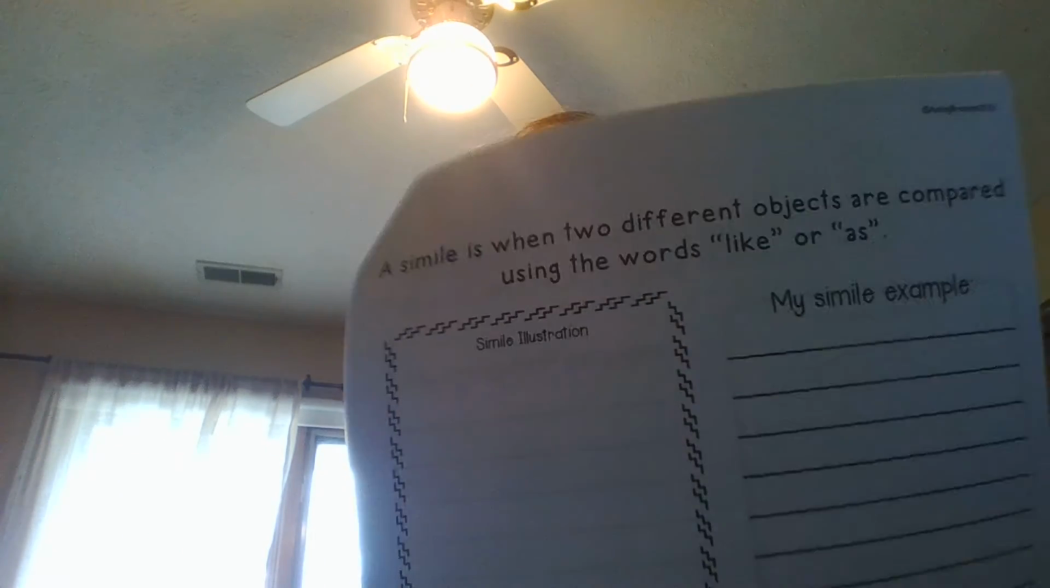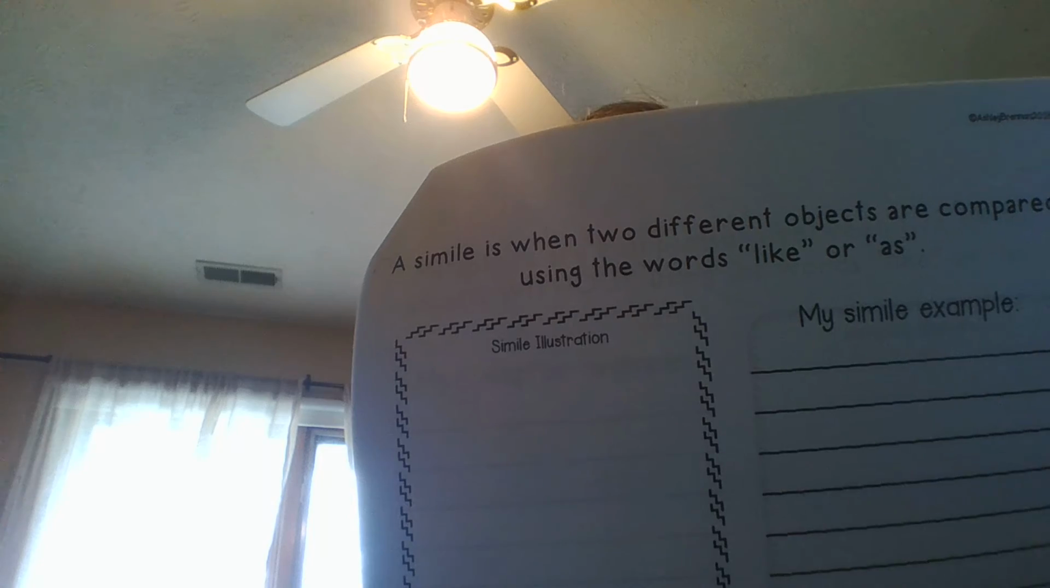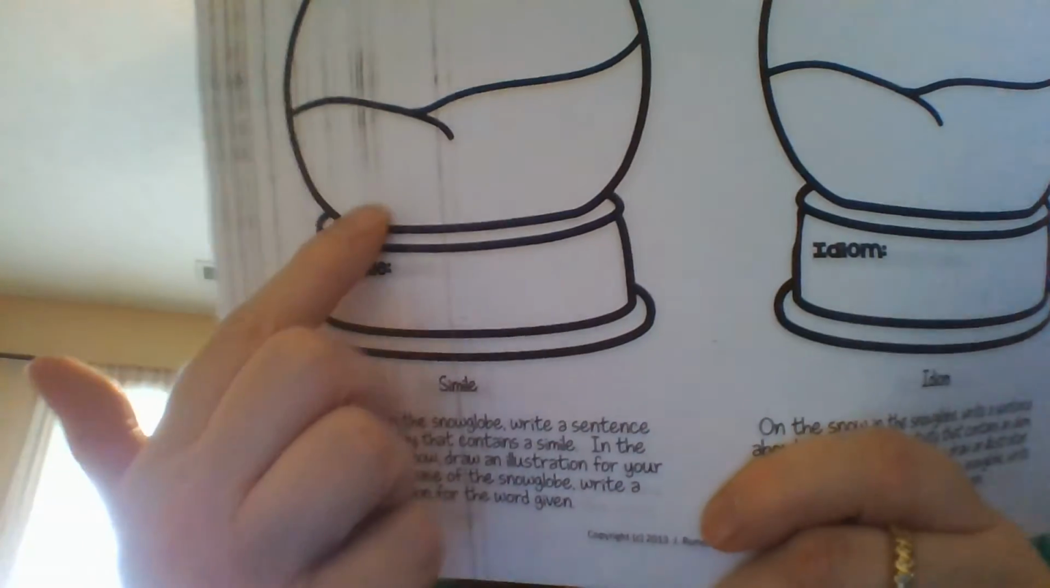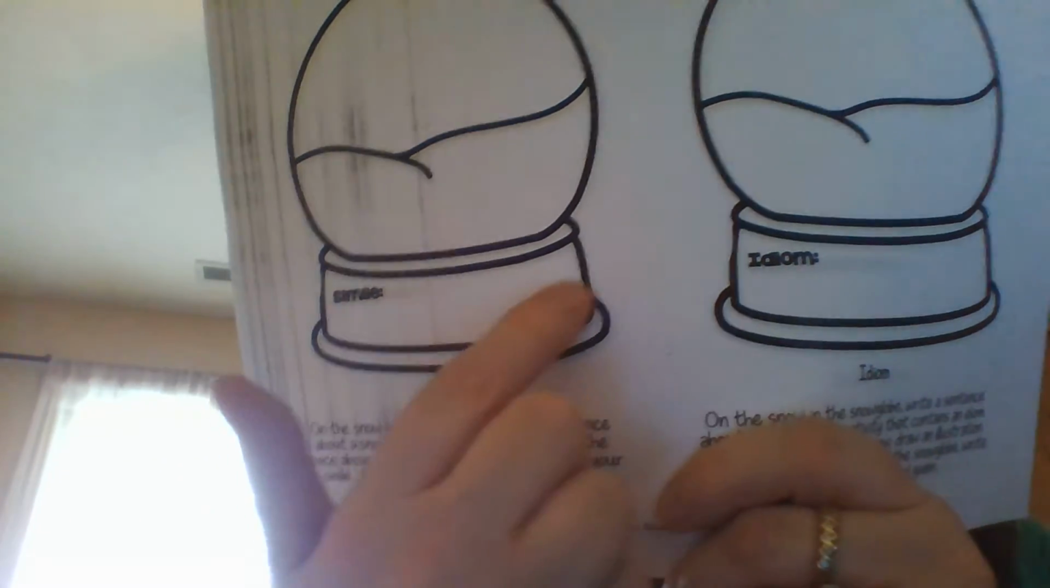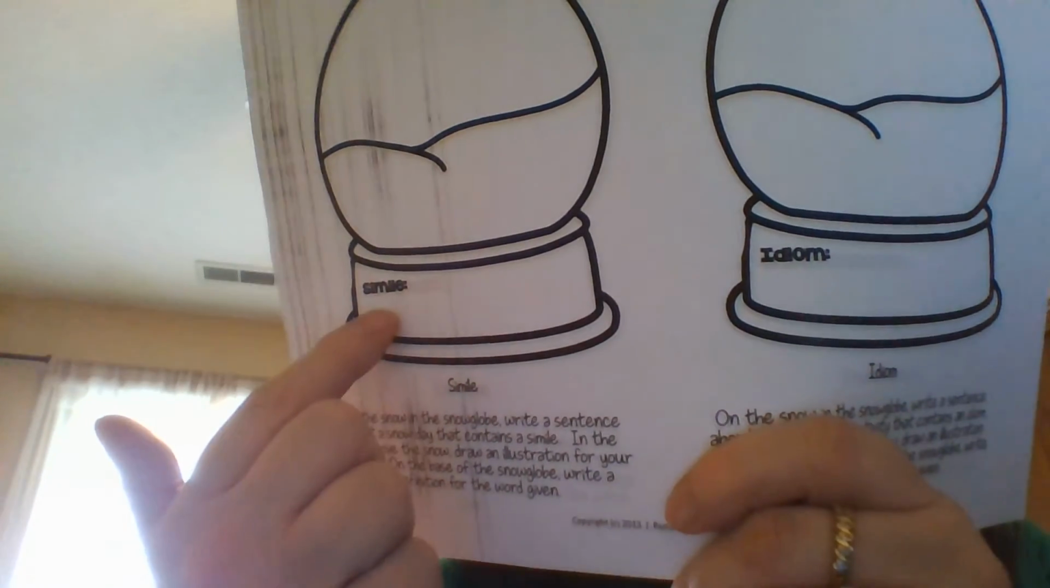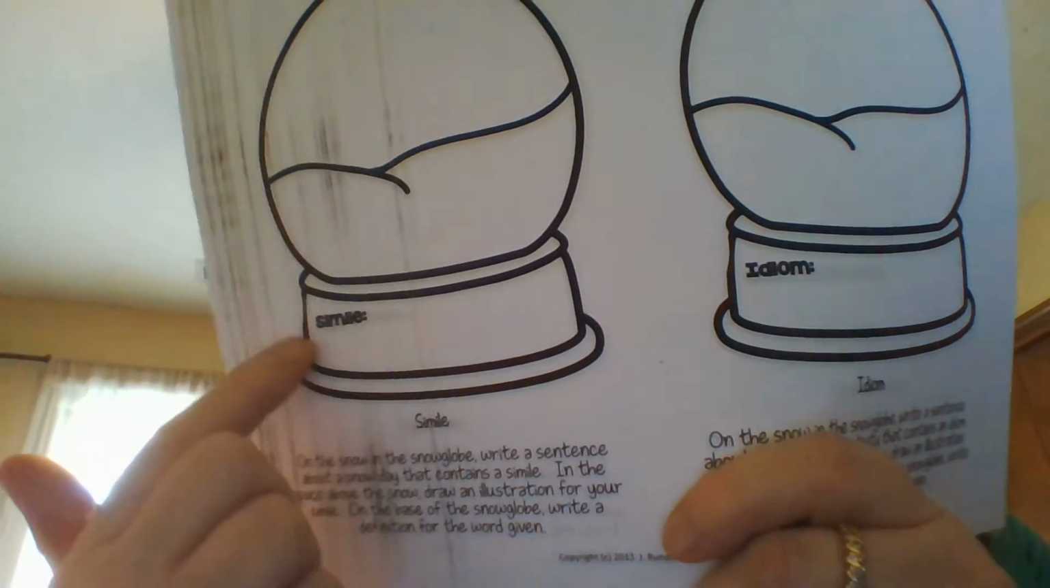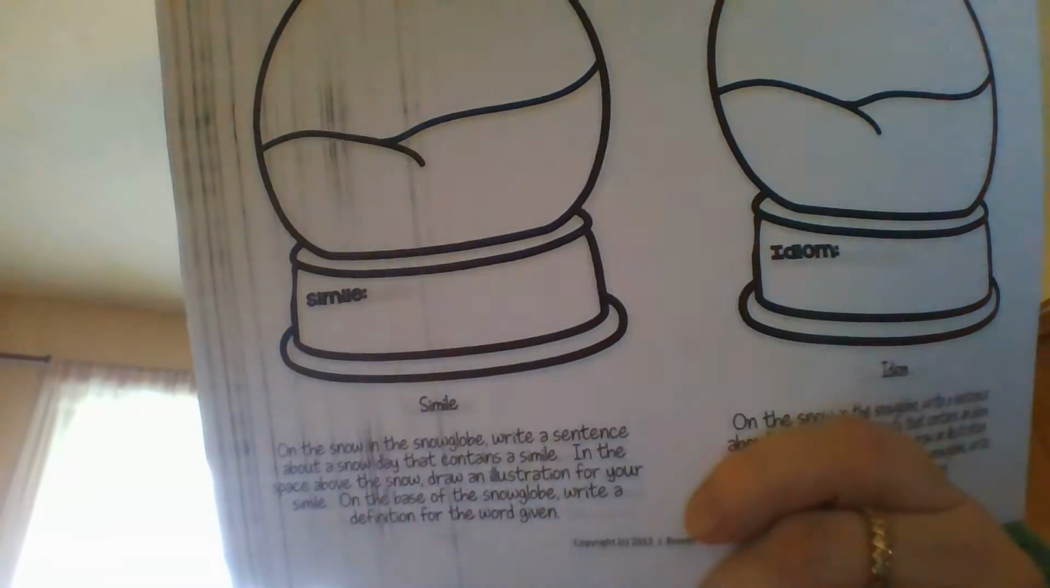All right, then there is an illustration here. If you would like to draw an illustration of one of those two, just so you have in your mind what a simile is, you can. Remember, this is optional because we're not making that into a flip book. And then you're going to go to your snow globes and find the one that says simile. So you're on this page. You see there's simile. Remember, here you need to write what a simile is: a comparison using the words like or as.